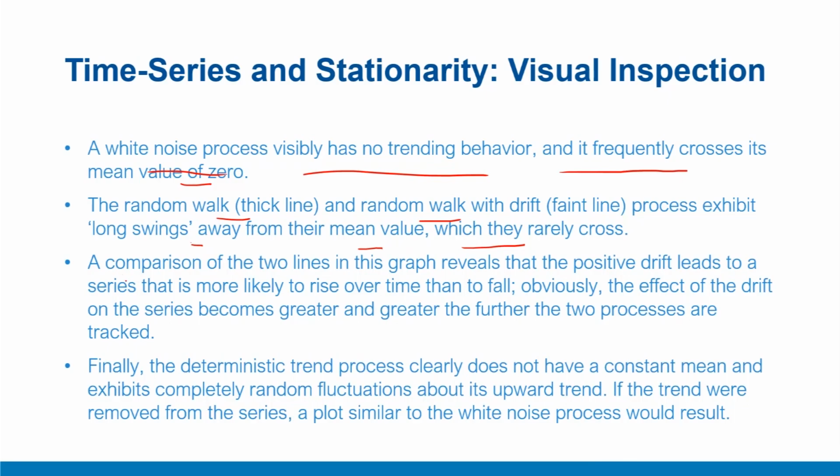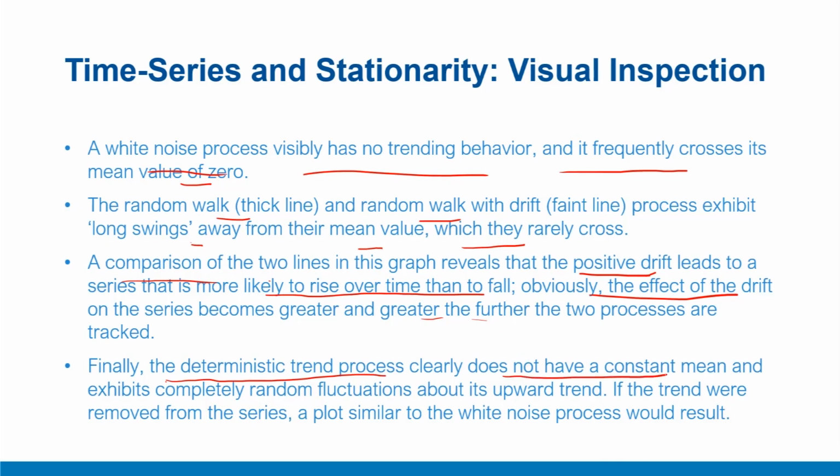When we compared random walk and random walk with drift, we found that if there was a positive drift in the process, the series was more likely to rise over time and deviate much further as compared to a simple random walk. And this effect of positive drift became greater and greater as time passed. Similarly, we can think of negative drift as taking the process to the negative side, the lower side of the mean.